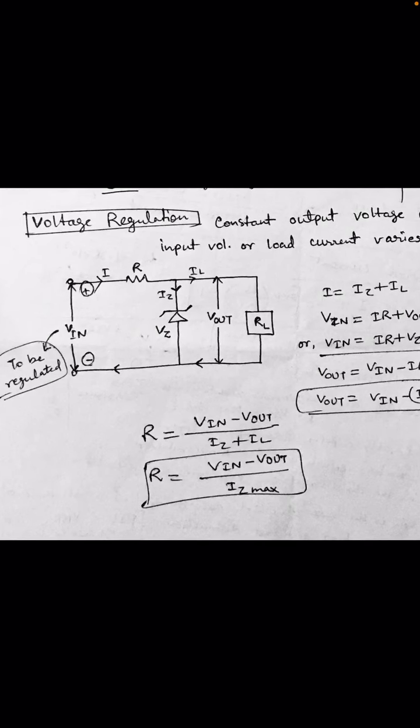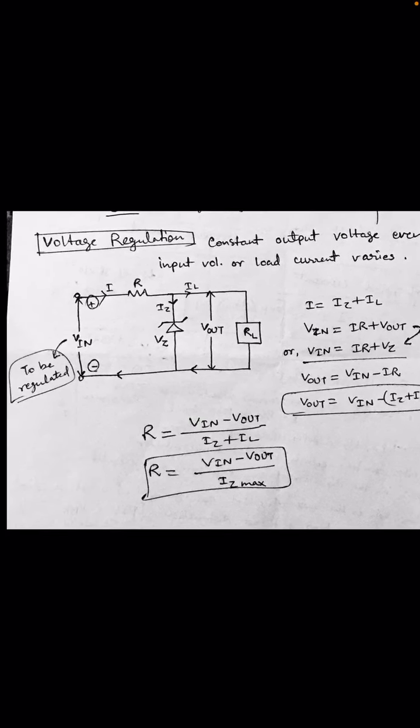Here we can see how this regulation works, how the Zener diode works. You can see here this VIN is the output of any kind of rectifier. After this VIN is obtained from a rectifier, this VIN is applied to a Zener diode through a resistance R, and RL is the load resistor across which V output is taken, which is constant; it should remain constant.